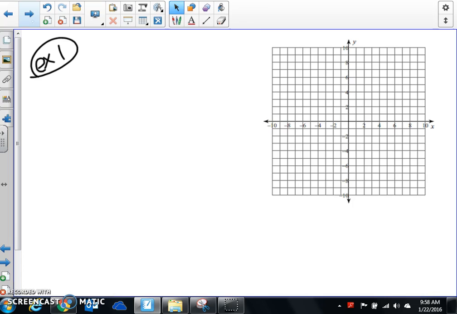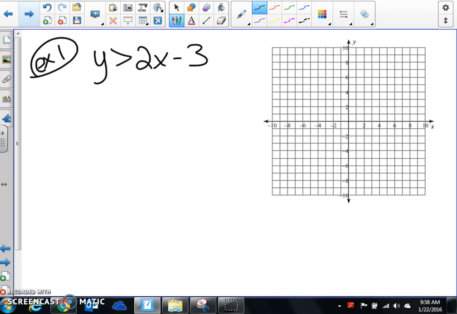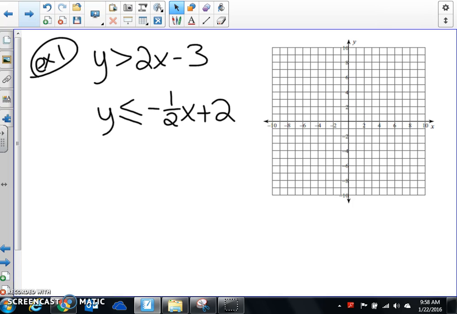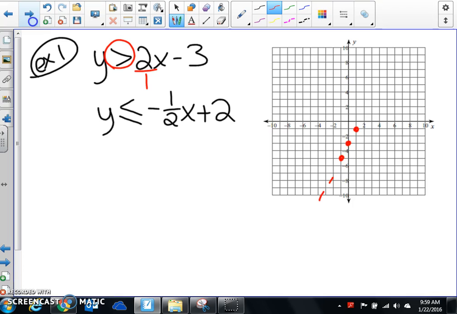Let's get down to math. Example number 1: y is greater than 2x minus 3, and y is less than or equal to negative 1/2 x plus 2. I'm going to start with y is greater than 2x minus 3. It is in slope intercept form, so I go to negative 3, and then the slope is 2 over 1. So up 2 over 1, down 2 over 1. The inequality tells me it's a dashed line all the way.